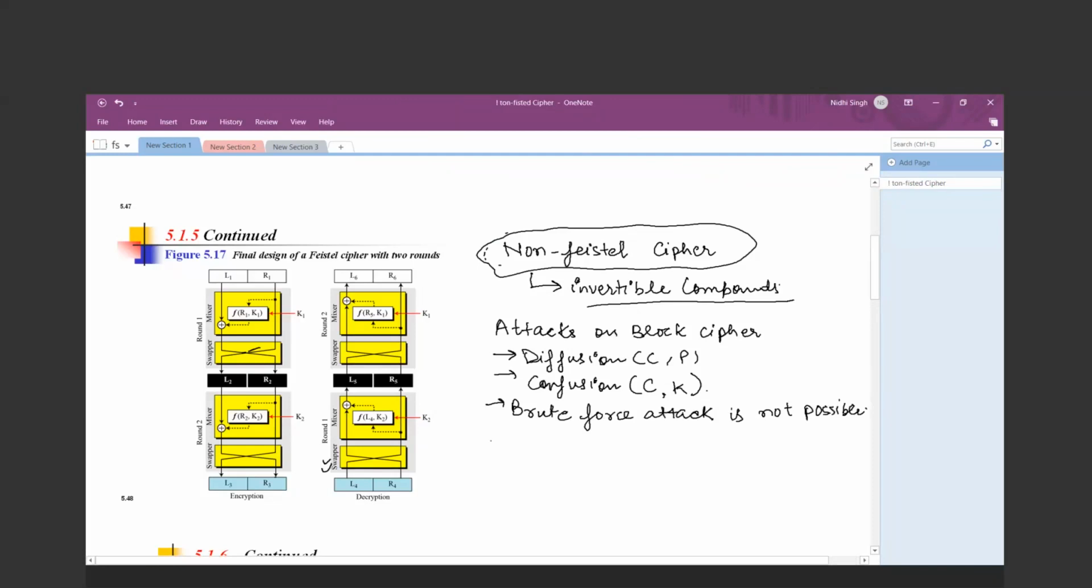Now, two new types of attacks may be possible over the block cipher. The names are differential cryptanalysis and linear cryptanalysis. So what are differential and linear cryptanalysis? Differential cryptanalysis is basically a chosen plain text attack.